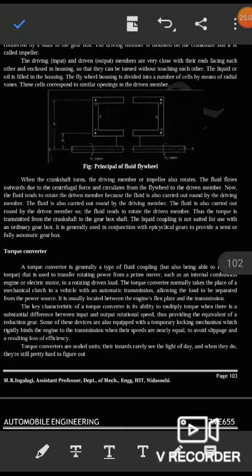The liquid coupling is not suited for use with an ordinary gearbox. This is generally used in conjunction with epicyclical gears to provide a semi or fully automated gearbox. So likewise, we are having the working principle of the fluid flywheel.